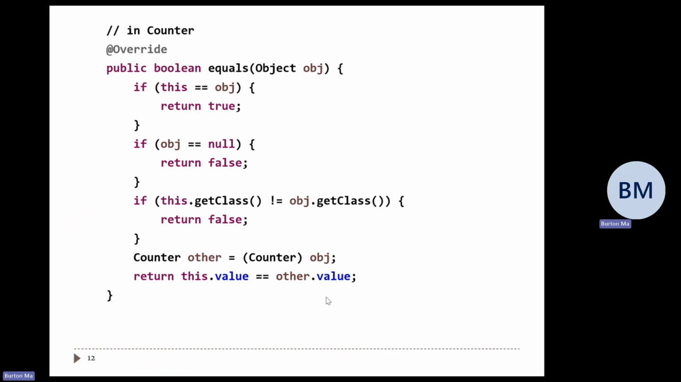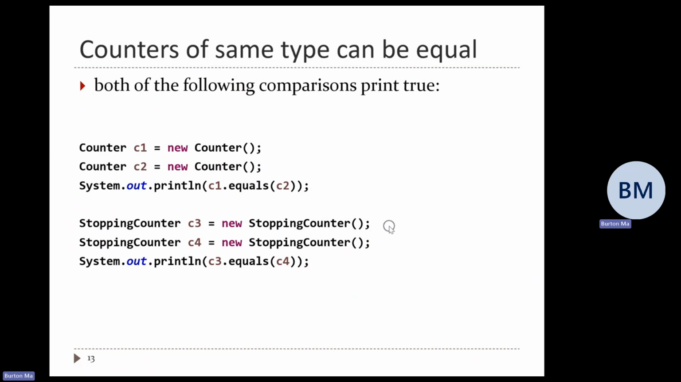Finally, on the last line, you look at the value of the two counters. They're both 0 in this case, so that returns true. So this works just fine.